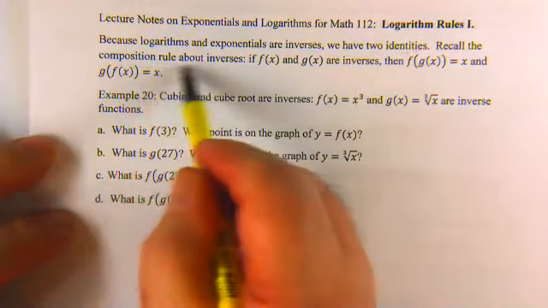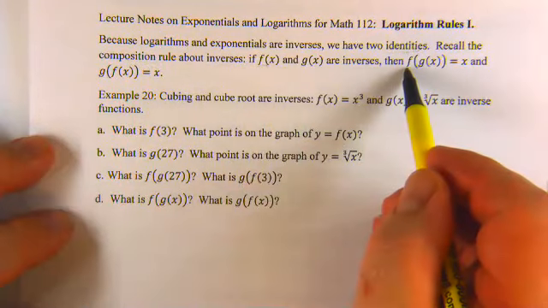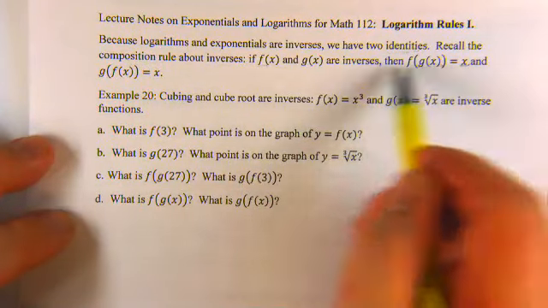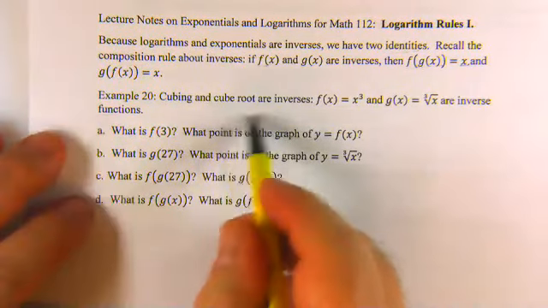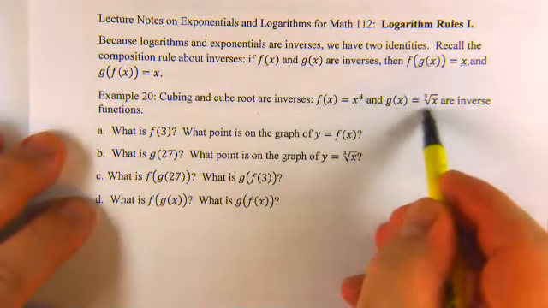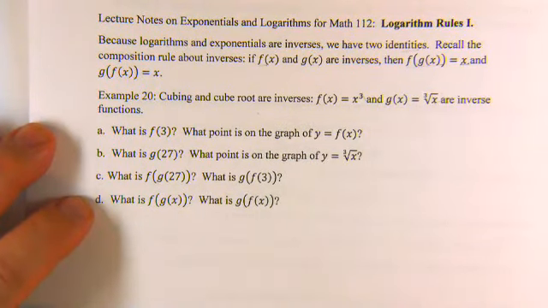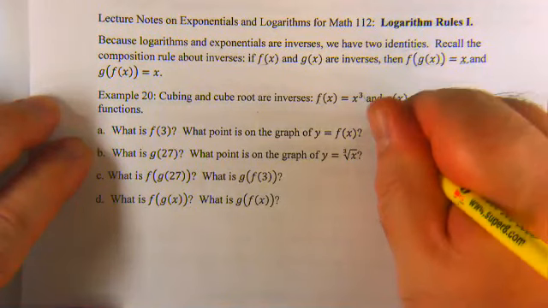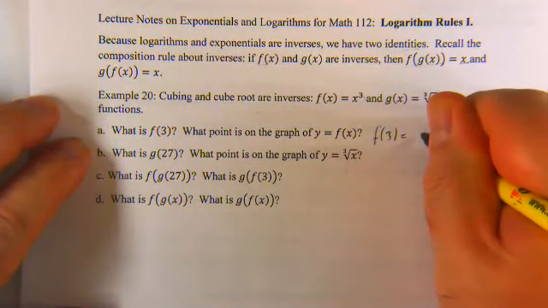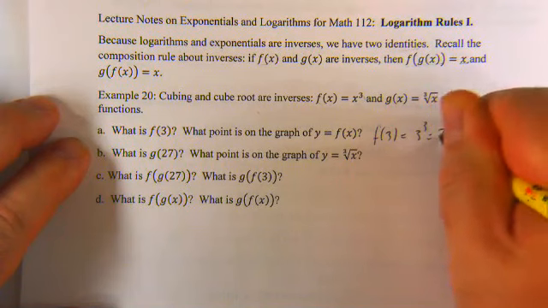The composition rule about inverses: if f of x and g of x are inverses, then f of g of x is x, g of f of x is x. So if we think about cubing and cube root, f of x equals x cubed, g of x equals x to the 1/3, the cube root. These are inverse functions. F of 3 is 3 cubed. That's 27.